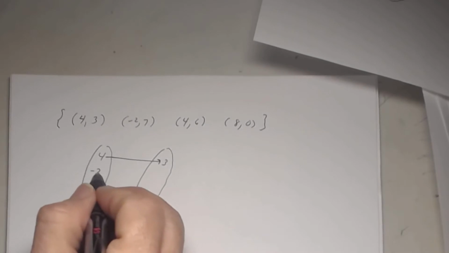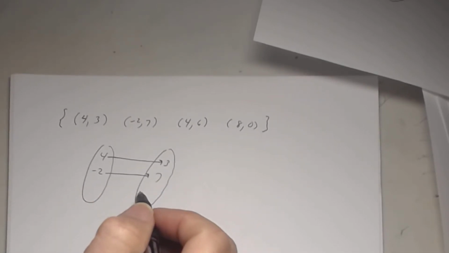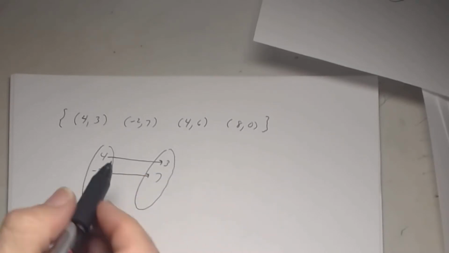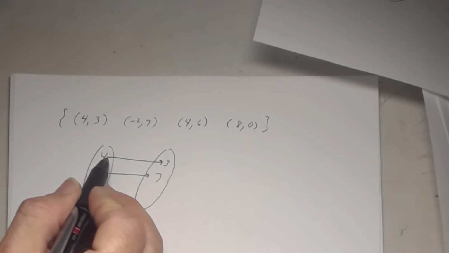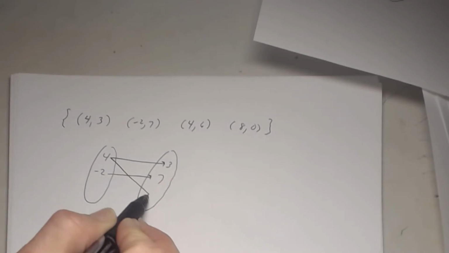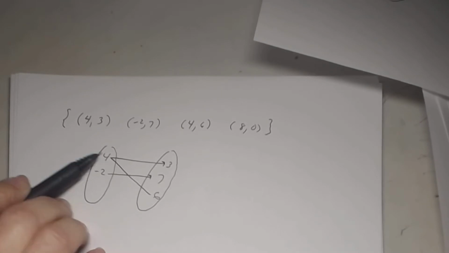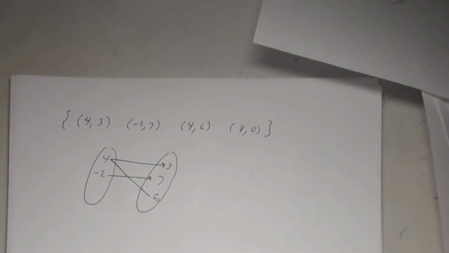When x is negative 2, what's my y value? So far I'm okay. But I'm going back now to the next one. It says when x is 4, I already have a 4 listed, so use that 4 that's already there. When x is 4, what's my y value? 6. Right away I can stop because I notice that when x is 4, there is more than one y value. And so right away, I don't even have to look at the (8, 0) anymore. So it's not a function.